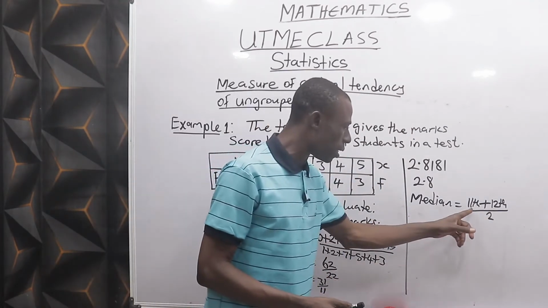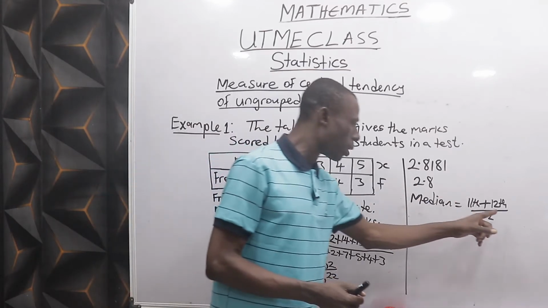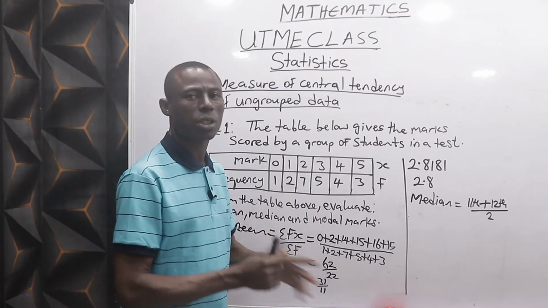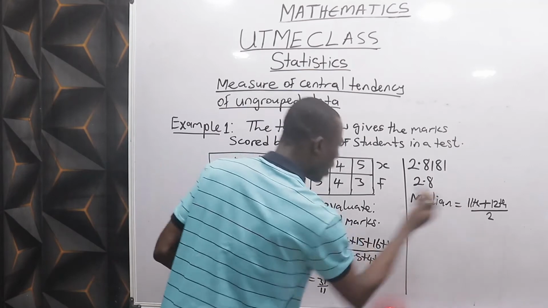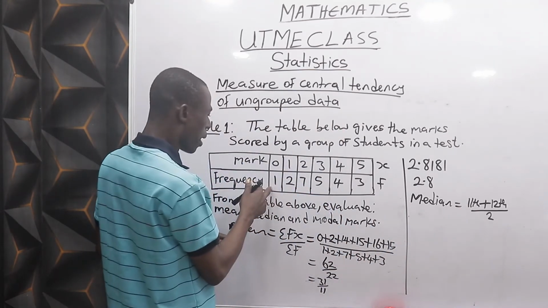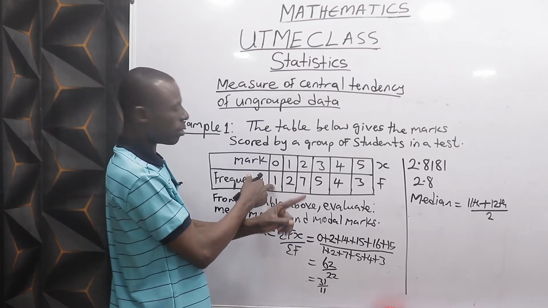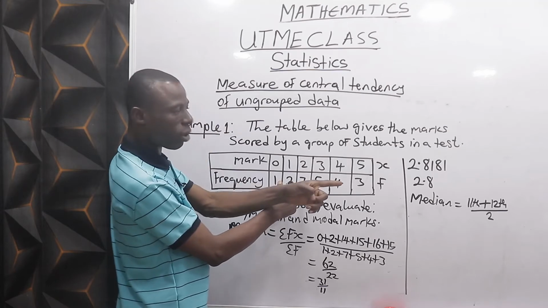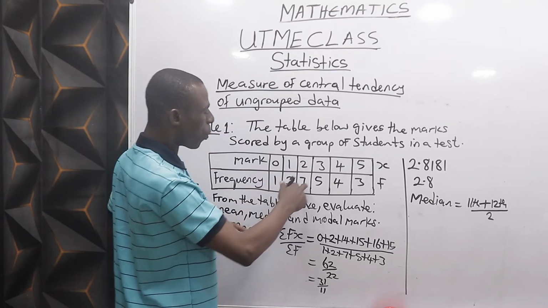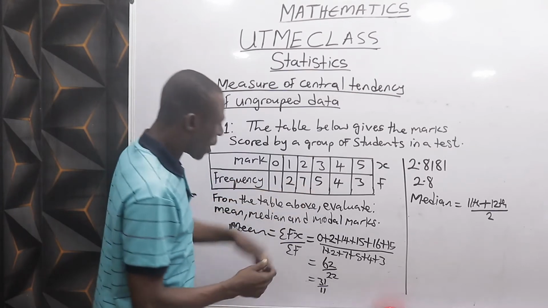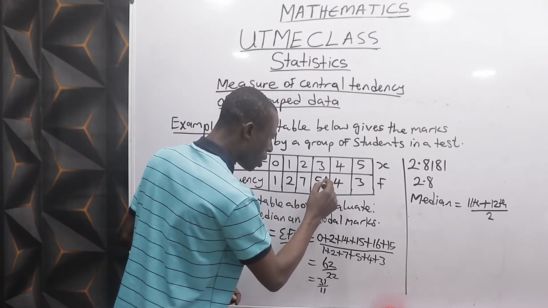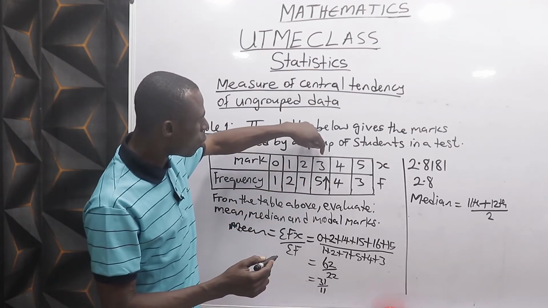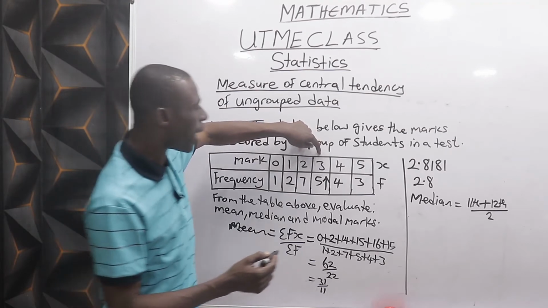Whatever you get at 11th position, you add it to what you get at 12th position, divide the sum by 2. That one will give us our median. How? At 11th position, you come here, you begin to add until we get to 11. 1 plus 2, that's 3, plus 7, that is 10. You have not gotten to 11 yet. 10 plus 5, that is 15. You can see that it is at this point we get to 11th position. And the value that corresponds to it up there is 3.